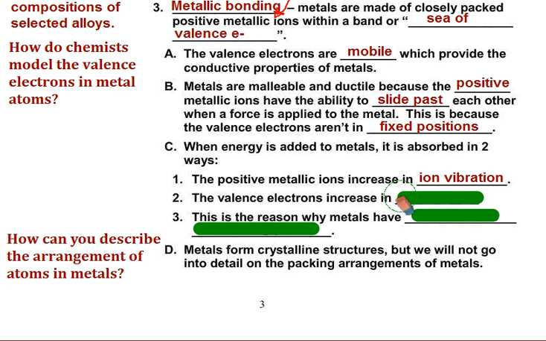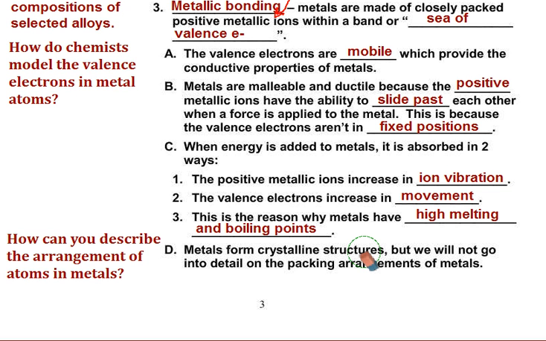Then, you have valence electrons. They increase in their movement, but they're not stuck to their cations, so they can move independently of the metal ions. But this is the reason why metals have high melting and boiling points, because there are two different ways for the metal to absorb the energy, which means it's going to take more energy for both of them to start separating from each other.